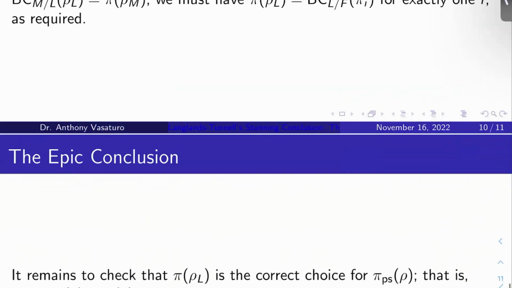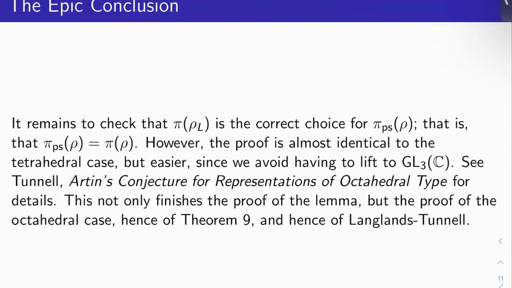What do you have to check now? All you have to check now is that pi of rho sub L is the correct choice for pi sub pseudo of rho. That is, you have to check that pi of rho is pi sub pseudo of rho. And I kind of just claim I don't have to do this at all, because the proof is almost identical to the tetrahedral case, which we went through. In fact, I'll even tell you it's easier, because you don't have to use symmetric square lifting. You don't have to lift to GL3 of C at all in the proof.